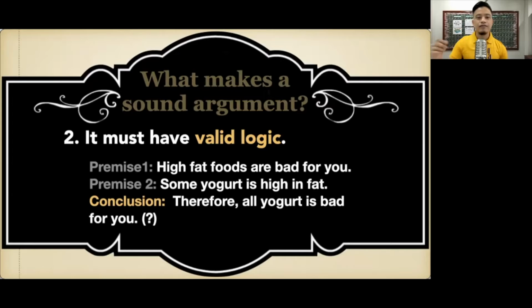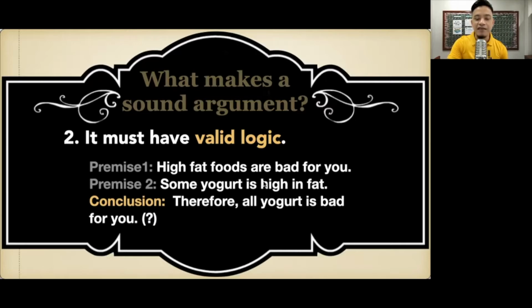What's wrong with that? The logic is not valid. Premise 1 says high-fat foods are bad for you. So, okay. Premise 2 says some yogurt is high in fat. Only some. Yet, therefore, all yogurt is bad for you. There is no proper logic supporting that. Your premise 2 only says some, but you went ahead and concluded that all yogurt is bad. Your premises cannot support your conclusion. Therefore, it is an unsound argument.